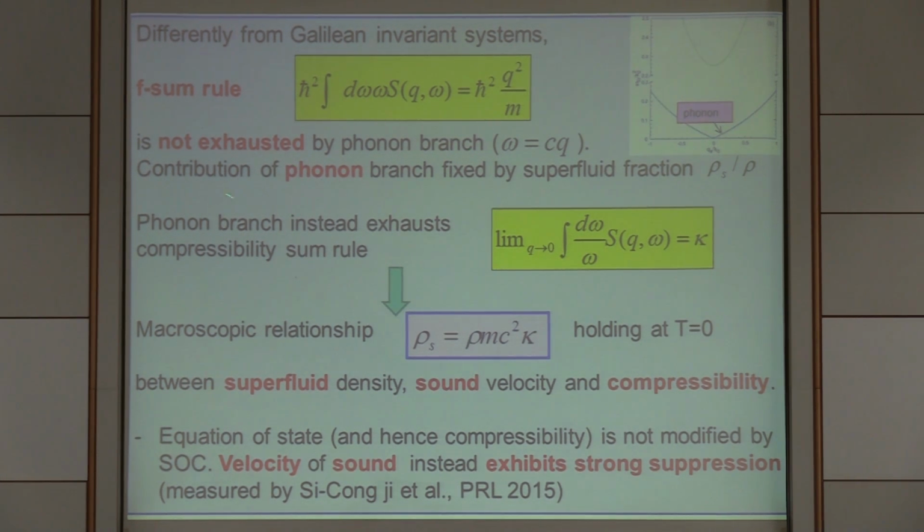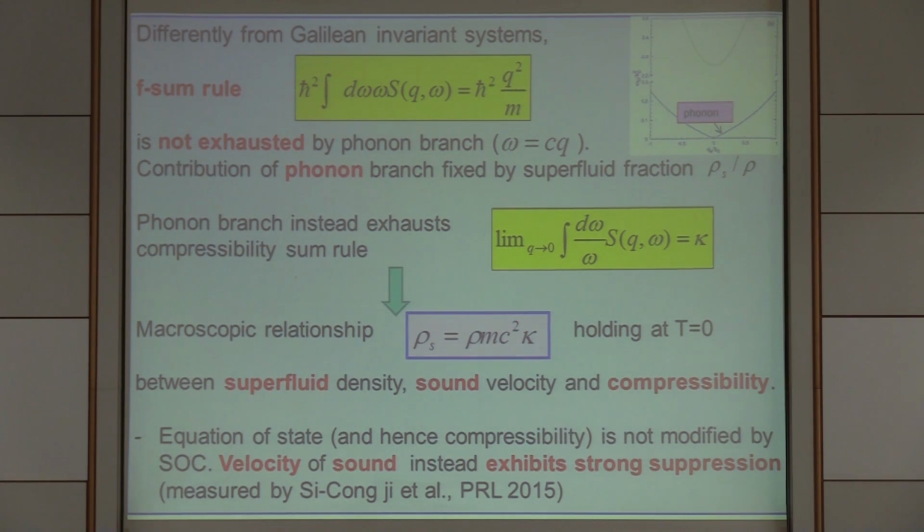And in particular, one finds that the contribution of the phonon branch is fixed by the superfluid density. On the other hand, the phonon branch exhausts completely the compressibility sum rule. And the final result is that one derives this macroscopic relationship which holds at zero temperature between the superfluid density, the velocity of sound, and the compressibility.